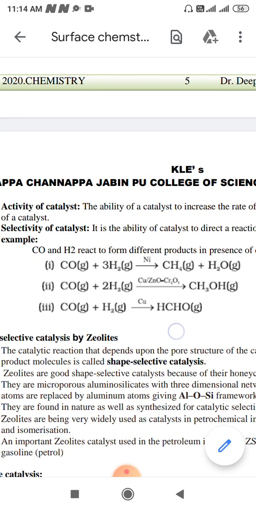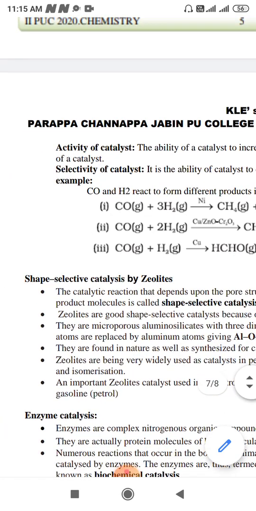Selectivity of a catalyst means the ability of a catalyst to direct a reaction to yield a particular product. Here nickel directs the reaction to yield methane, whereas in the second one, copper in the presence of zinc chromate directs the reactants to form methyl alcohol. Okay, so these are activity and selectivity.